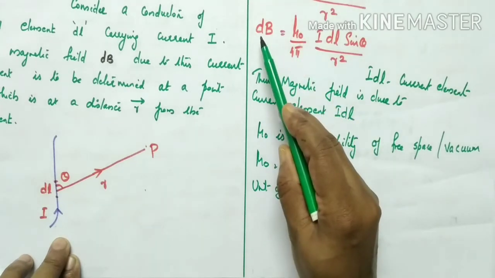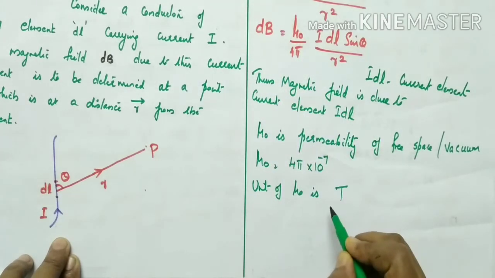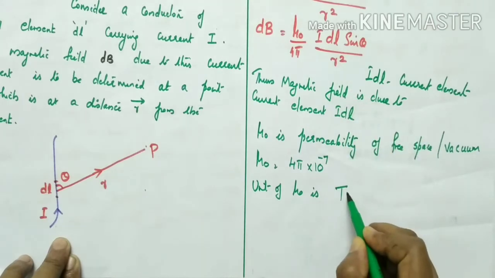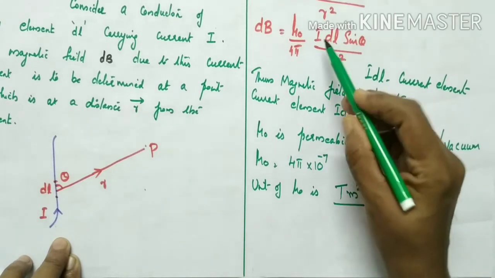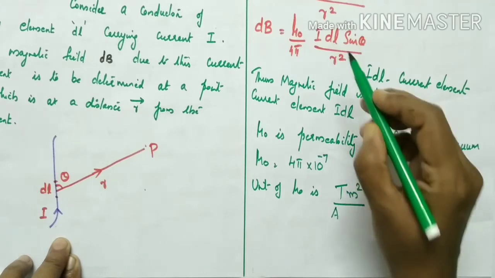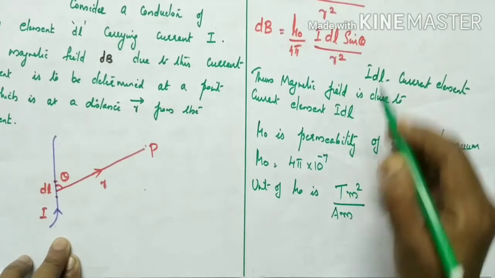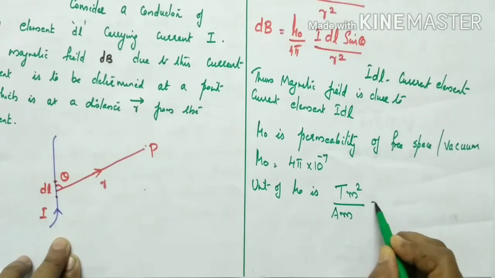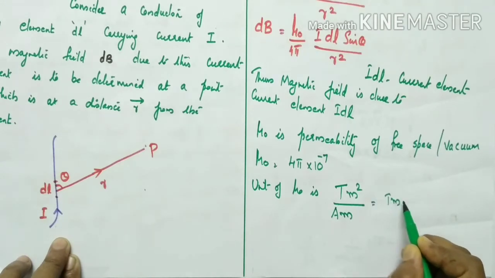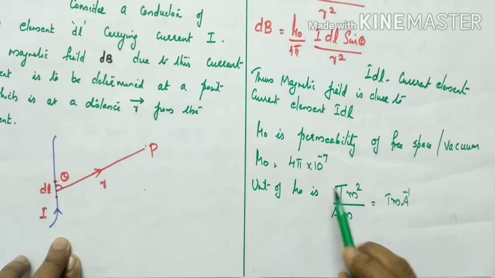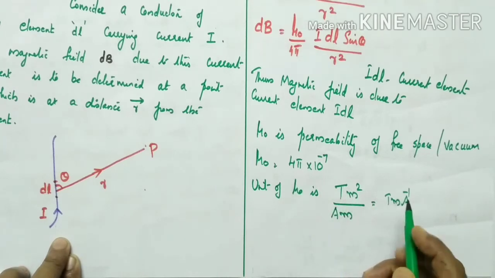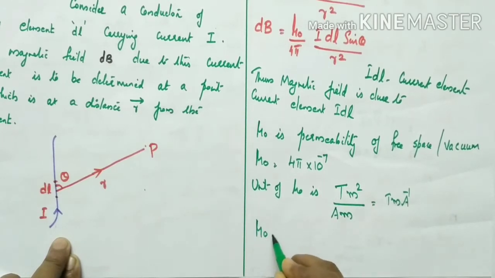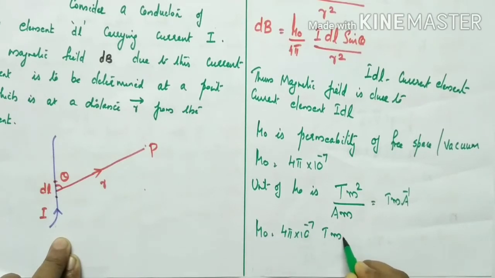Mu 0 equals dB, and we know the magnetic field unit is Tesla, isn't it? Times r square, distance square, meter square, divided by I, ampere, dl, length, meter, sin theta, no unit. This can be written as Tesla meter per ampere. So the SI unit of mu 0 is Tesla meter per ampere. Hence the value of mu 0 is 4 pi into 10 raised to minus 7 Tesla meter per ampere. That is called the permeability of free space or permeability of vacuum.